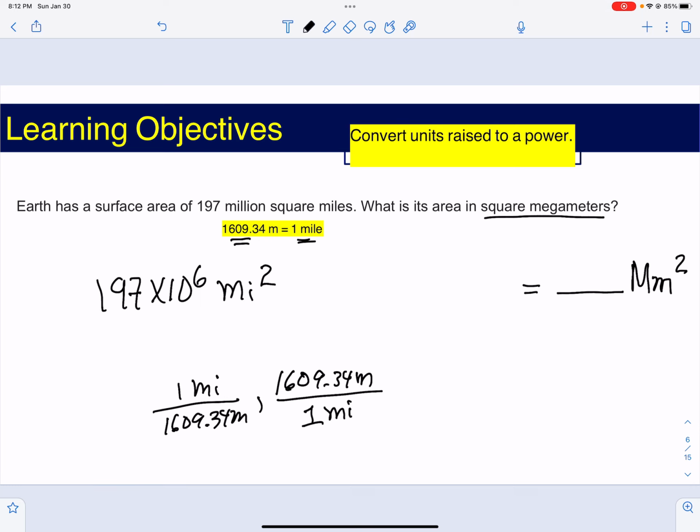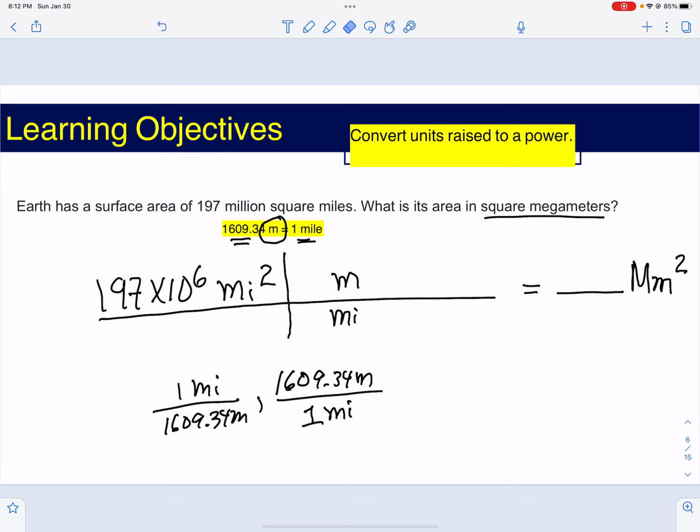So given the miles, can we make it to megameters? Well, the only thing we have so far is going to meters. So let's go to meters first. From miles, I don't want the miles because I want the meters. And I know that 1 mile equals 1609.34 meters.